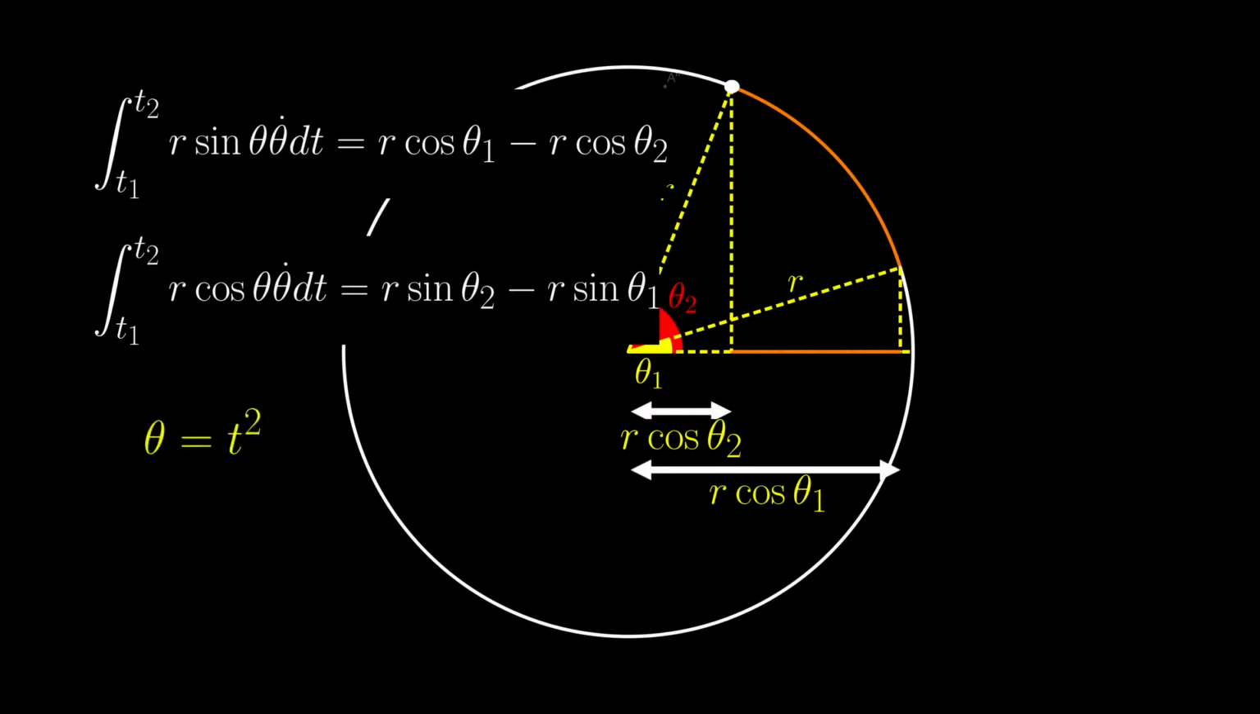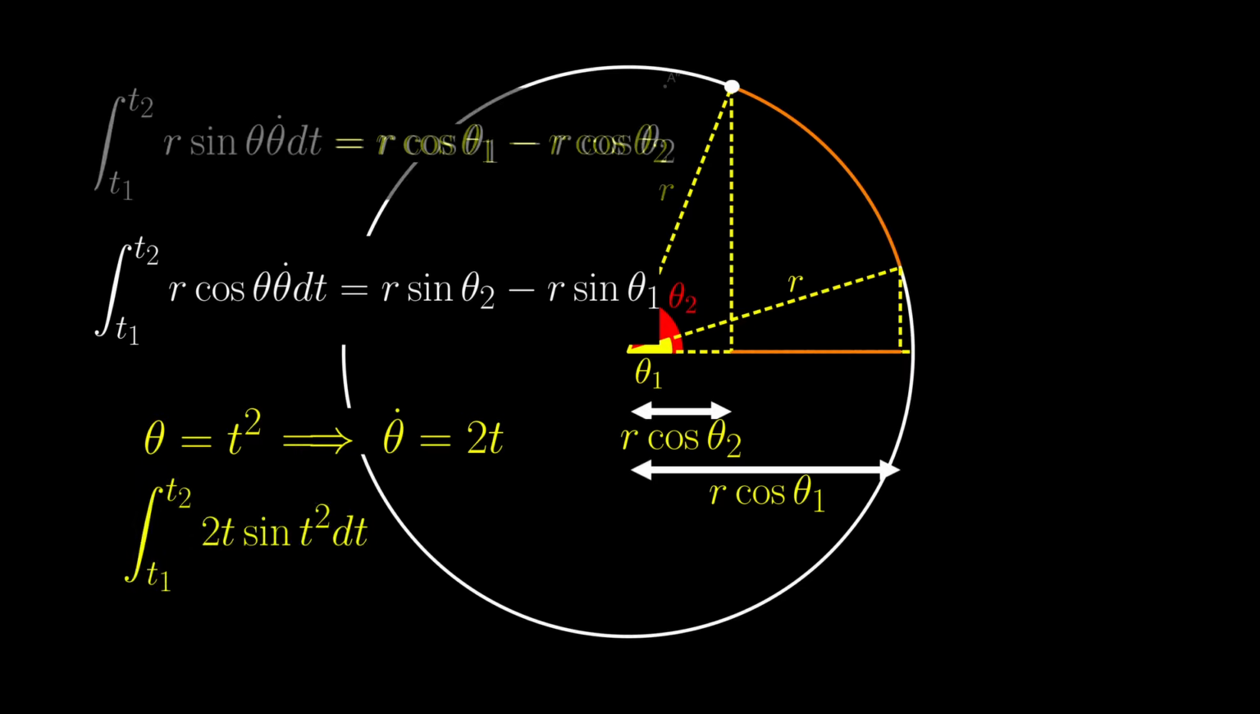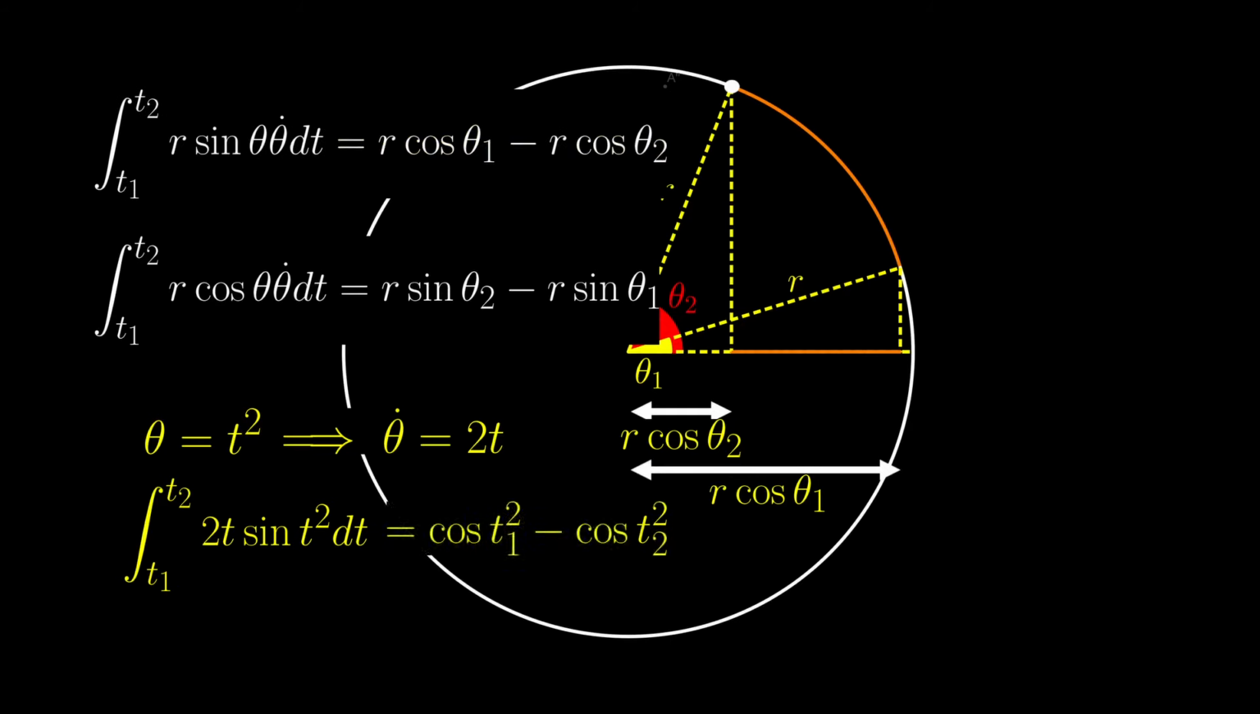As an example, let's say the angular displacement changes quadratically with time, which implies that the rate of change of theta is 2 times t. So if we want to calculate this integral, simply consider this formula, and we would have the answer. Here, since θ1 represents theta at time t1, so θ1 is t1 squared, and the same applies to θ2. Even in this example, we have only used derivatives and not integration.